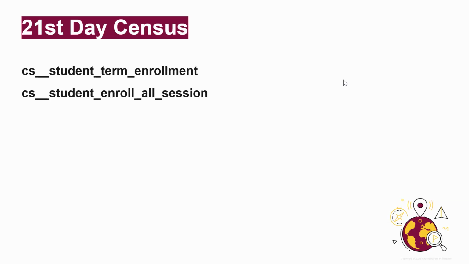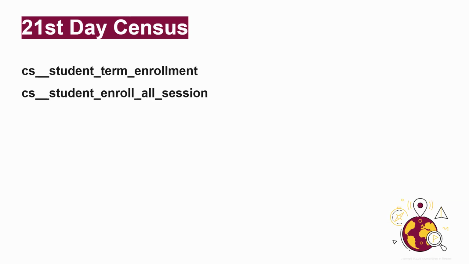Then is the 21st day census. This happens on the 21st day of the fall and spring term. Right here, I'm talking about the 21st day of session C. We also do a 45th day and we do a 21st day of session B later in the term.